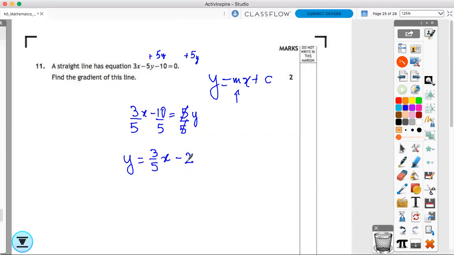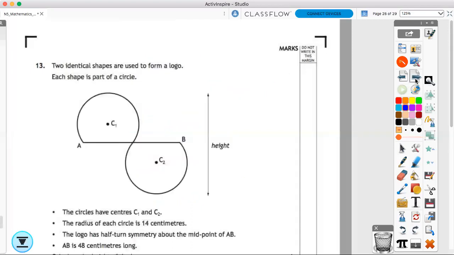So find the gradient. Actually, I didn't even need that part. You would just say m equals 3 over 5. Just rearranging it and reshuffling it and then finding it in that form. Almost like changing the subject. So you get a mark to write it like that, the first mark, and then the second mark to get your gradient. Okay.